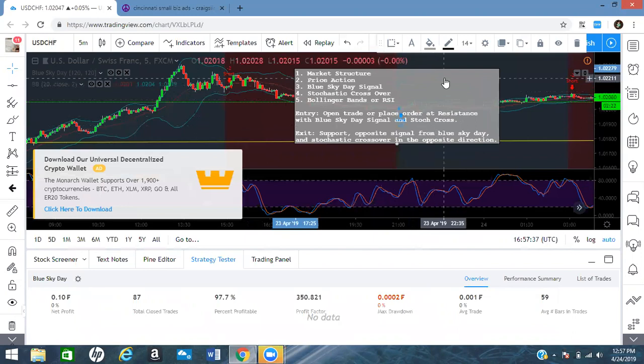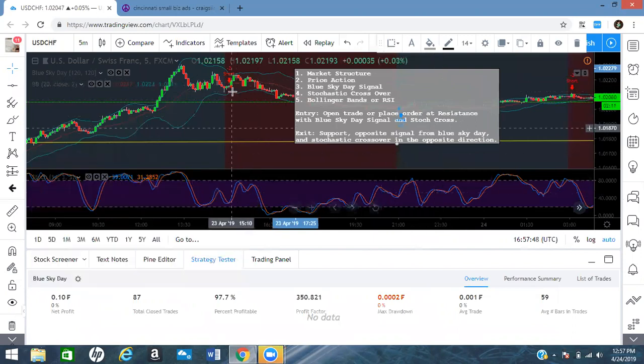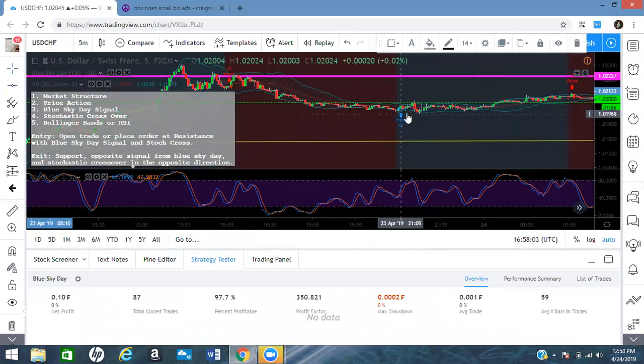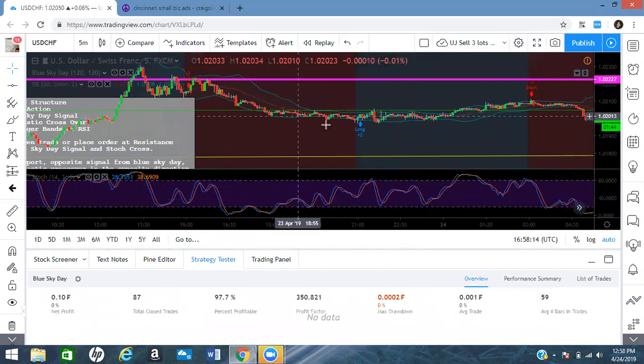Okay, remember, you're going to open your trade or place your order at the support or at the resistance in the 5 minute time frame with the blue sky day signal and then a stochastic cross. So again, over here we see the signal. Okay, boom, we've got our signal. Now we're waiting for the cross and we're at resistance up here, so we can go ahead and take this signal. And then we're going to wait until we're at a level of support, or we see the next crossover, or the next signal that's the opposite of what we just took.